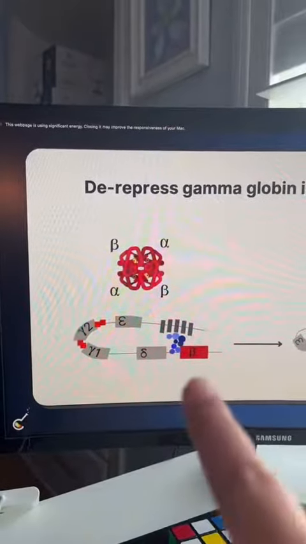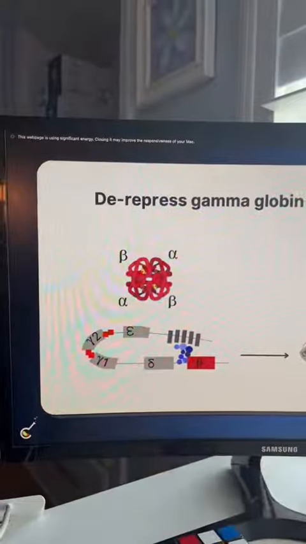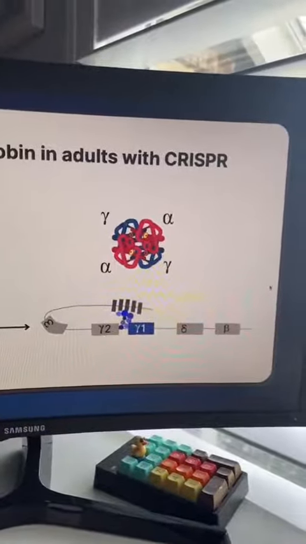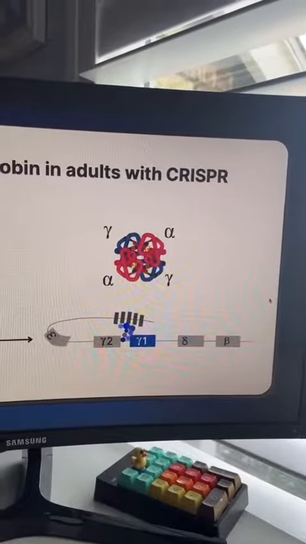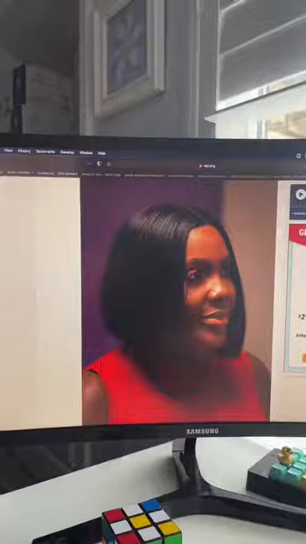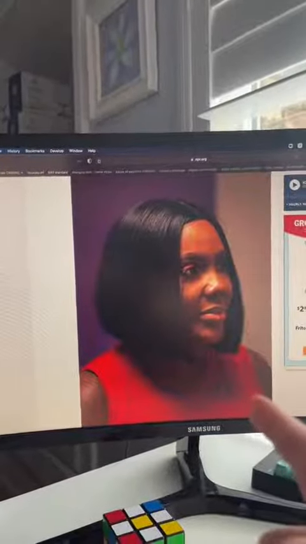That's where CRISPR comes in. In adults with sickle beta globin, we can use CRISPR to target the regulatory regions of gamma globin and basically turn gamma globin on in adults to compensate for the defective beta globin. This strategy is already in clinical trials and has significantly improved the lives of sickle cell patients like Victoria Gray.